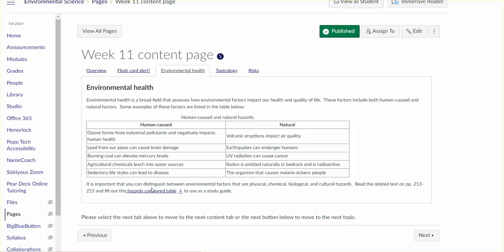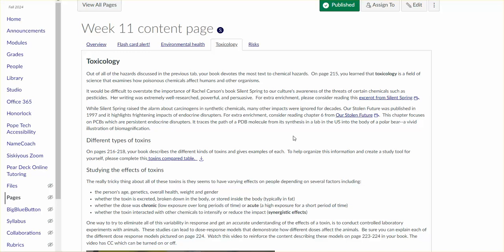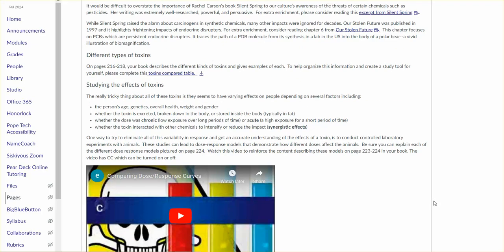For example, here's a study table for you to download and fill out. It relates to the information on page 213 and 215. That's a great way to just kind of organize some of the information in the textbook. Here's a similar table, but this one's about toxins that you can download and fill out as you read the content from pages 216 to 218.